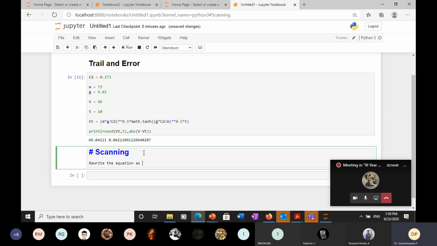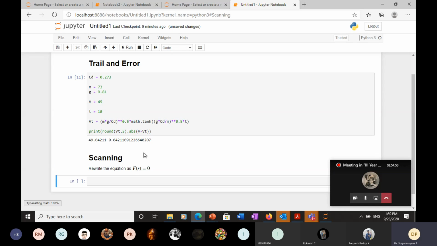I'll show you how I type the equations. You use the dollar signs and then f of root equals 0. Okay, then what we do in scanning is we take small steps. Here I kind of did trial and error, random, but here you start at a point. What I'll do here is I'll take the same numbers.